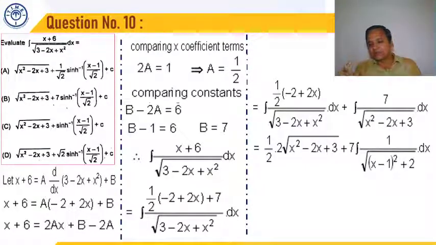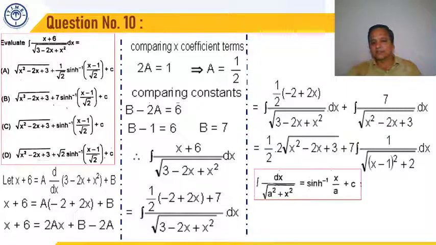Now we had a standard formula for this, but first integral is solved. It comes out to be under root of x square minus 2x plus 3, which by default all the four choices have, x square minus 2x plus 3 under root. So now we are looking at the second term.